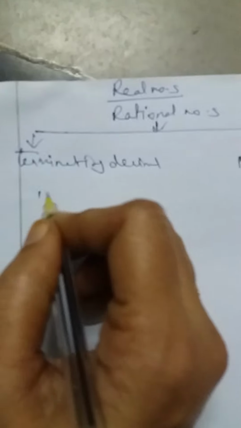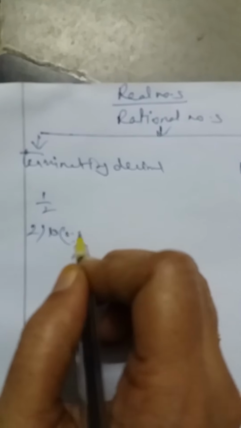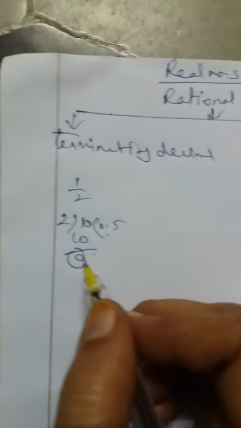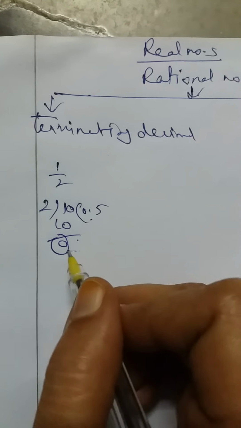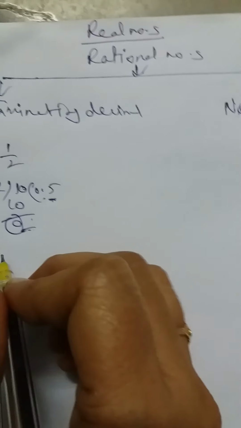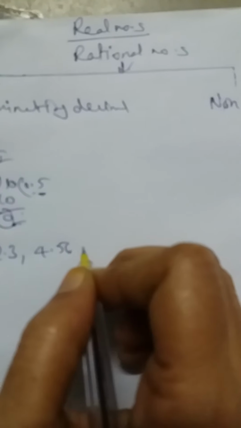A terminating decimal is a decimal which has a finite number of elements. Let us take one example, 1 by 2. Divide 1 by 2, and you'll get 2 fives are 10. The remainder is 0, which means this decimal ends with 0 remainder. So this decimal is a terminating decimal. Some more examples are 2.3, 4.56 and so on. These are terminating decimals.